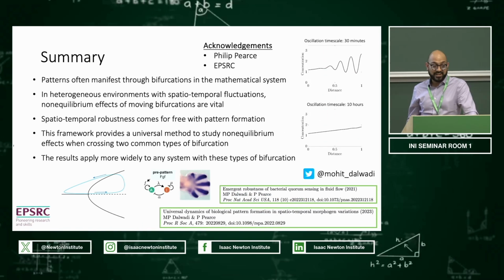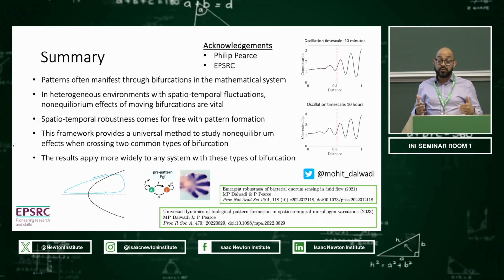So just to summarise and conclude, patterns often manifest through bifurcations mathematically because bifurcations codify sudden changes in output. And we've seen how these intrinsic properties of pattern formation, the bifurcations from which they emerge, give you spatio-temporal robustness for free over non-standard timescales. So for the two biological systems that I investigated here, this was a few hours shorter than physiological timescales. But these results can be applied directly to any system that exhibits these types of bifurcation, not just in biology.